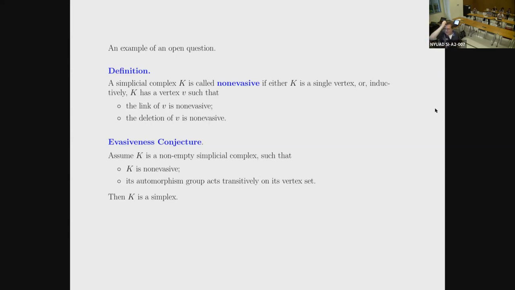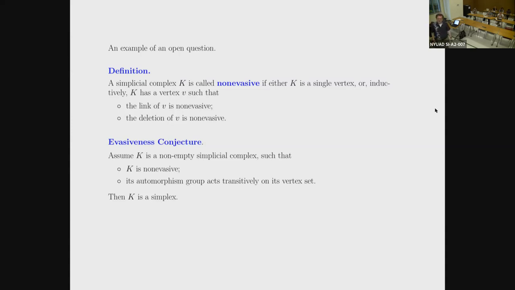This is the so-called evasiveness conjecture. If you have a simplicial complex K, it's called non-evasive. There is a recursive definition. Either this is a single vertex, or inductively, there's a vertex v such that if I delete it, it's non-evasive, and the link is non-evasive. So you can generate all non-evasive complexes starting from a single vertex and then adding things to it over non-evasive subcomplexes, links, to generate the thing.